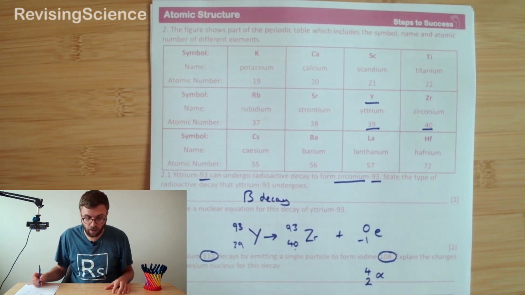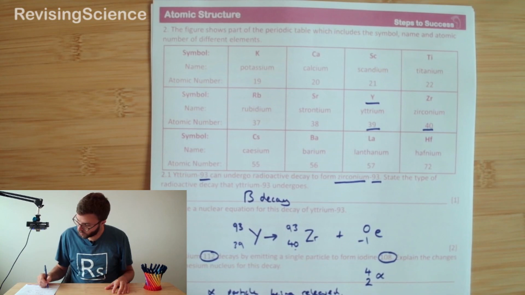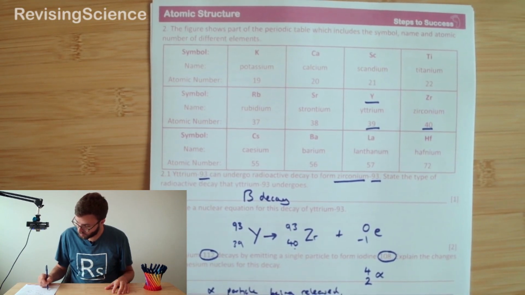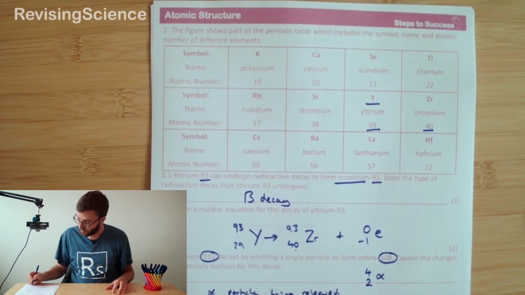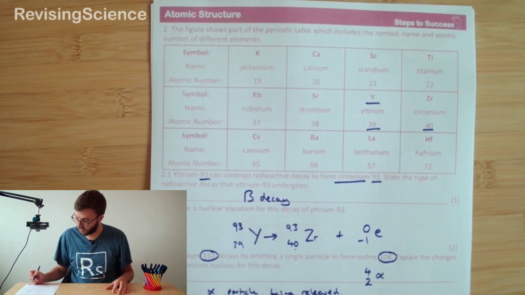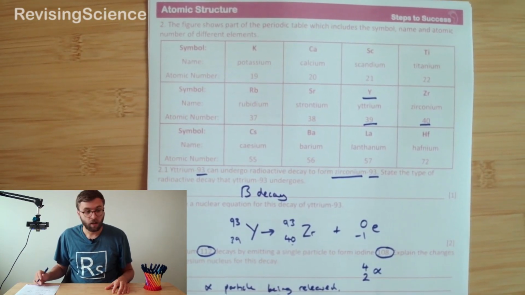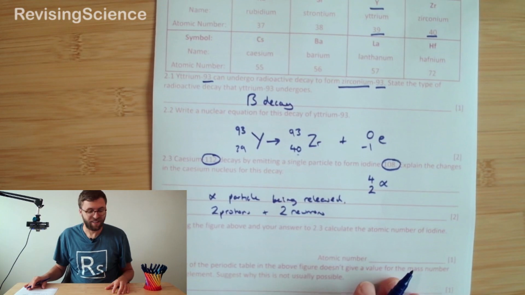So to pick up our marks, we talk about the fact that it must be an alpha particle being released, which is 2 protons and 2 neutrons, to explain the changes in the cesium nucleus for this decay. So it's 2 protons and 2 neutrons down.